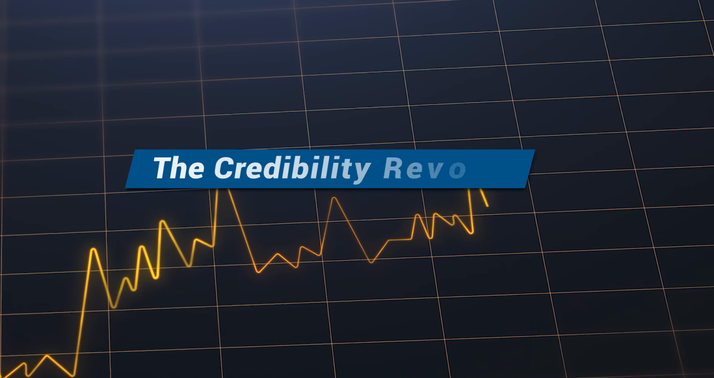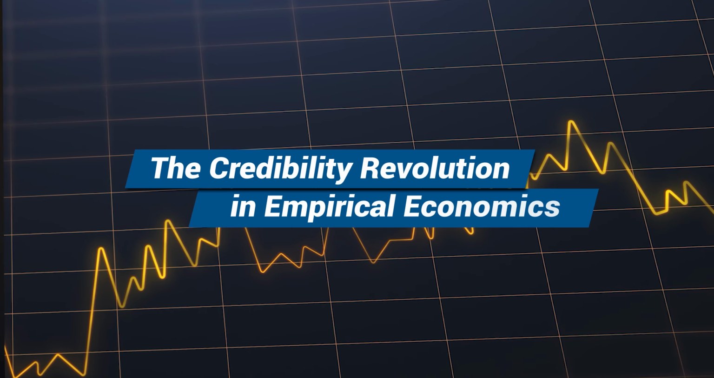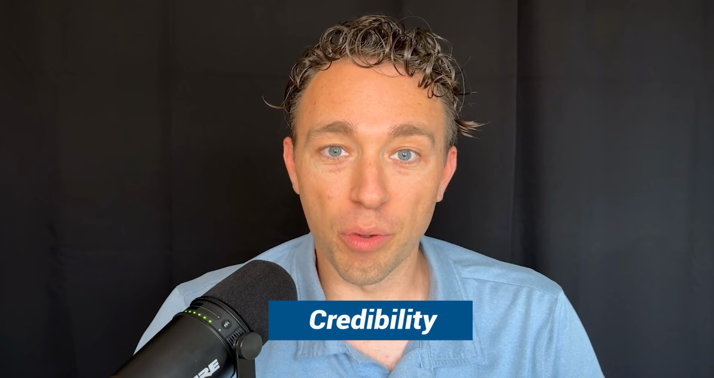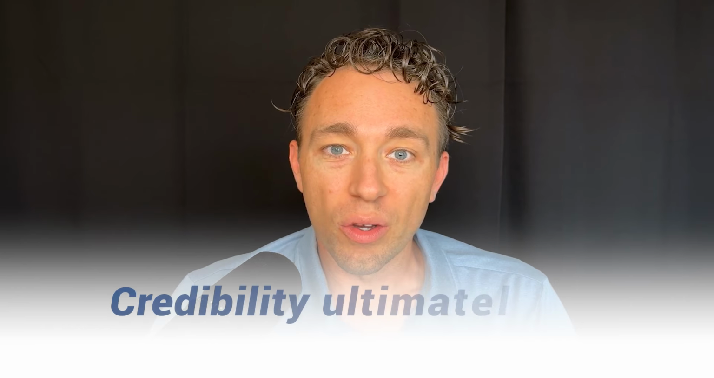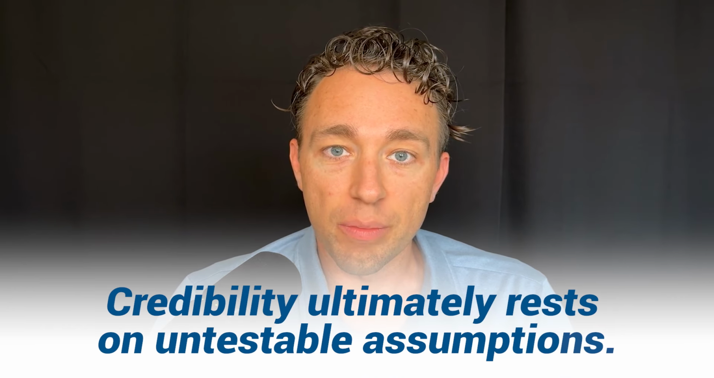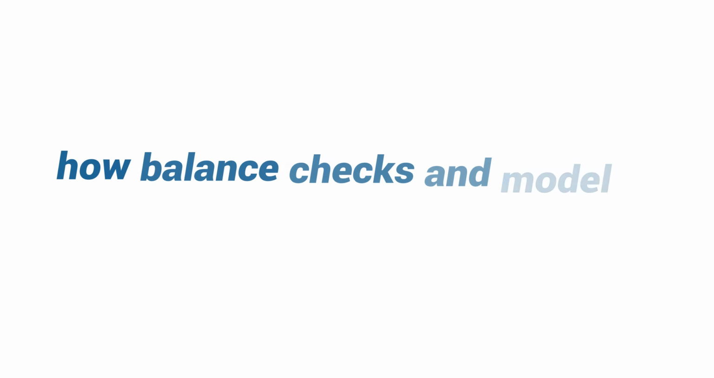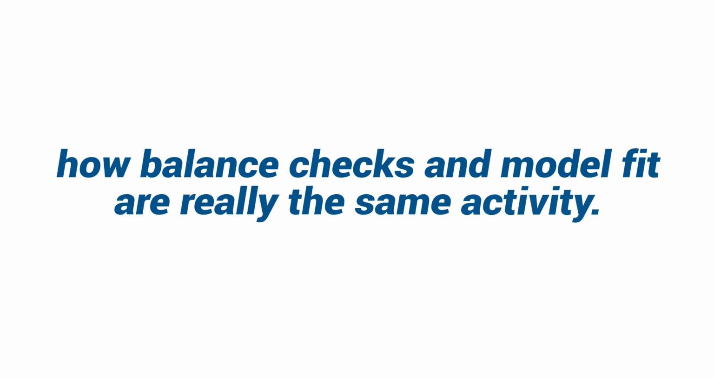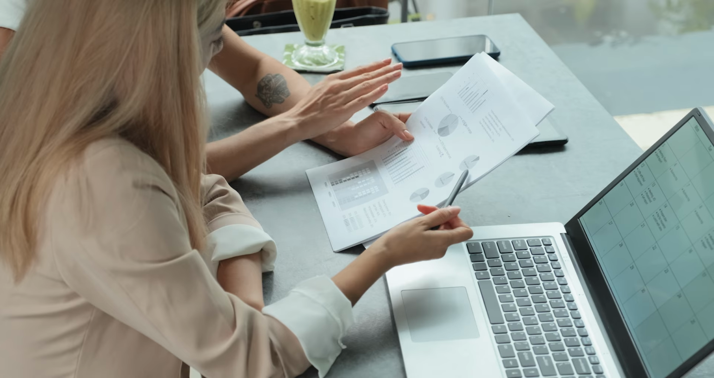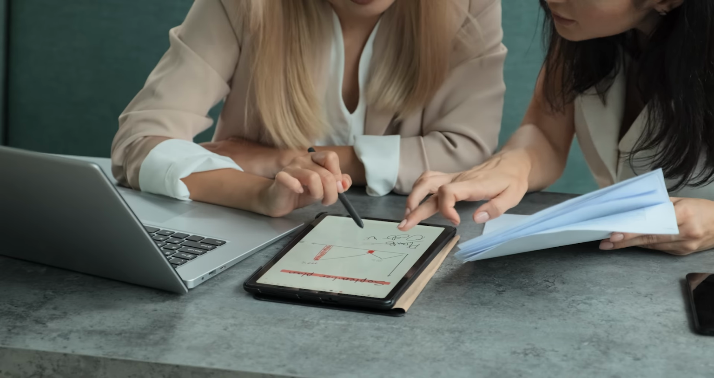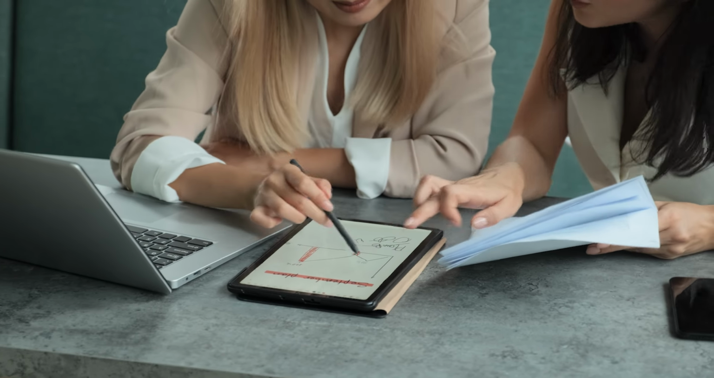Over the last several decades, there has been a credibility revolution in empirical economics. This is because credibility is most important. But here's the paradox. No matter how sophisticated our methods, credibility ultimately rests on untestable assumptions. Today, we'll see how balance checks and model fit are really the same activity, building confidence in assumptions we can never fully prove. Every empirical economist faces the same challenge, convincing yourself and a skeptical audience that the results you've found are real and not an artifact of your methodology.